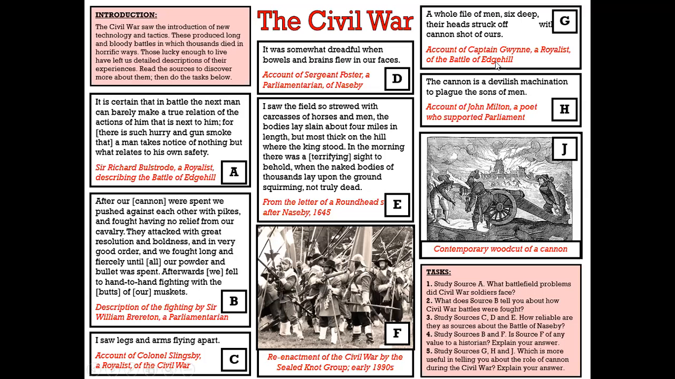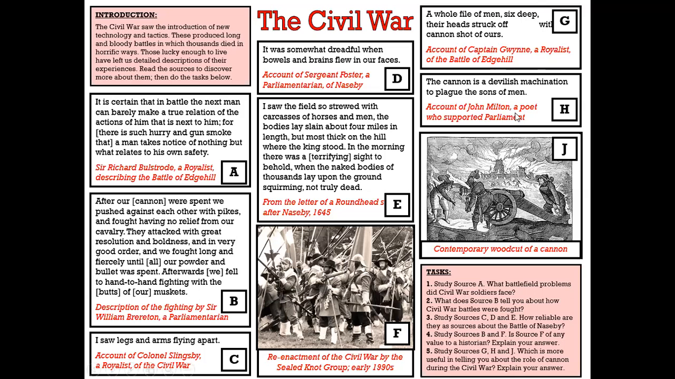Study sources G, H, and J. I know that that one's broken. The word missing is "with". So this is "with" there. Which is more useful in telling you about the role of cannon? Now, you've been given a reason why it might be useful. Don't explain what it doesn't tell us. That's all, with no bottom. These are very short sources.